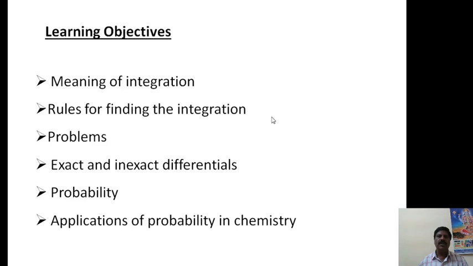Now, the main objectives of this session are: meaning of integration, rules for finding the integration, problem solving on integrations, then exact and inexact differentials, then probability, then applications of probability in chemistry. These we have to study in this class one by one.